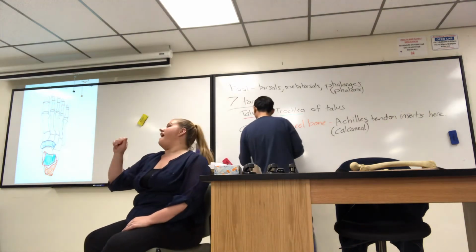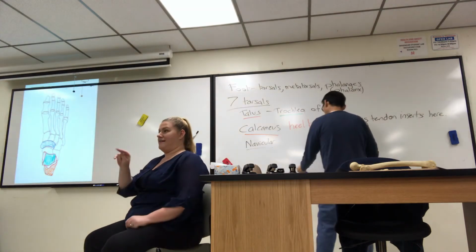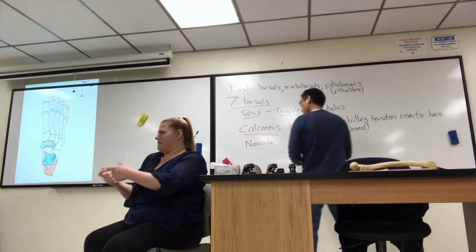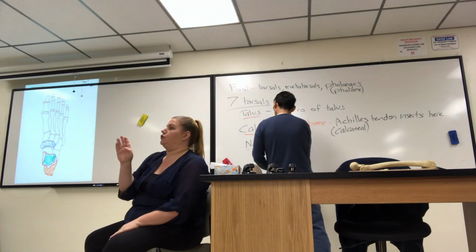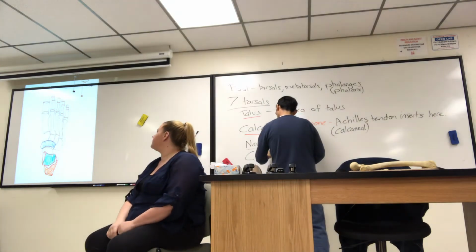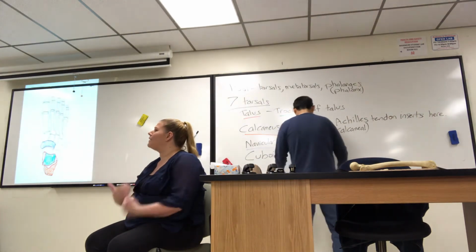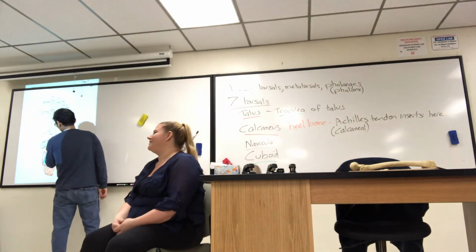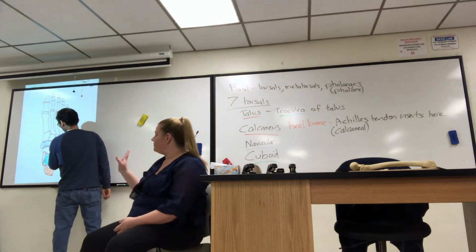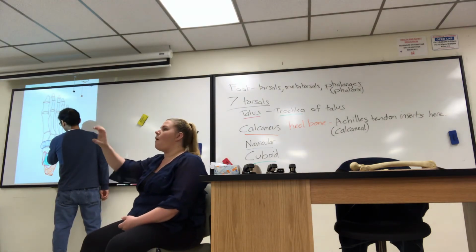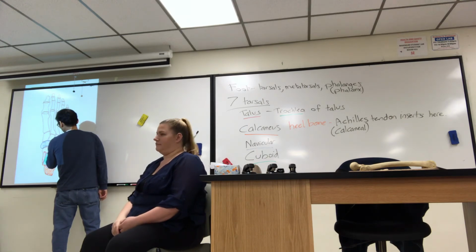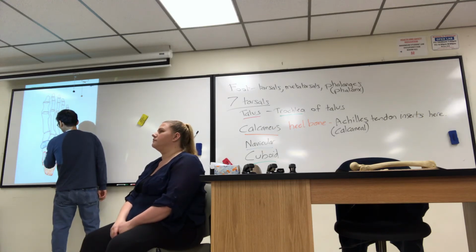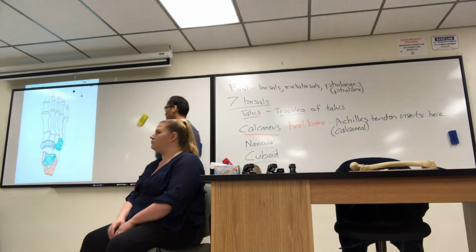So I colored navicular blue. The one next to it is cuboid. I'll go green again for cuboid. So right here. So that's cuboid. I just colored it in green.